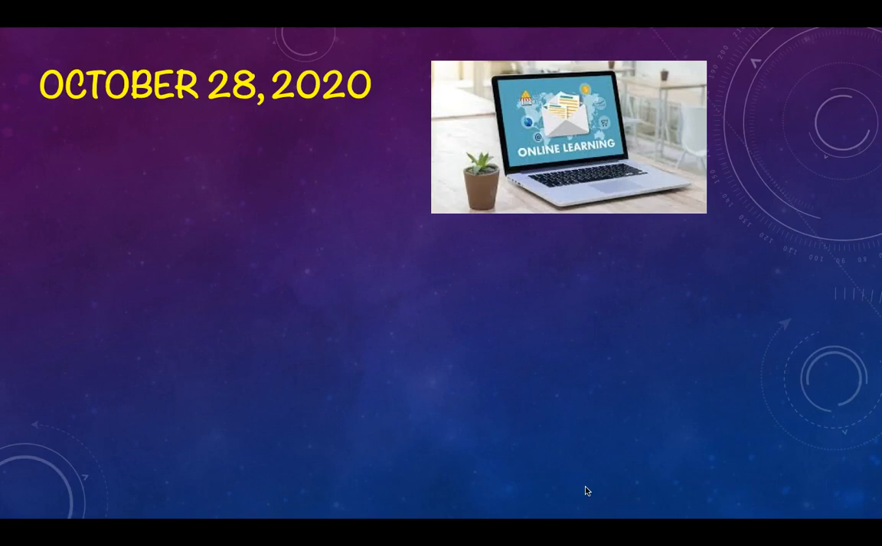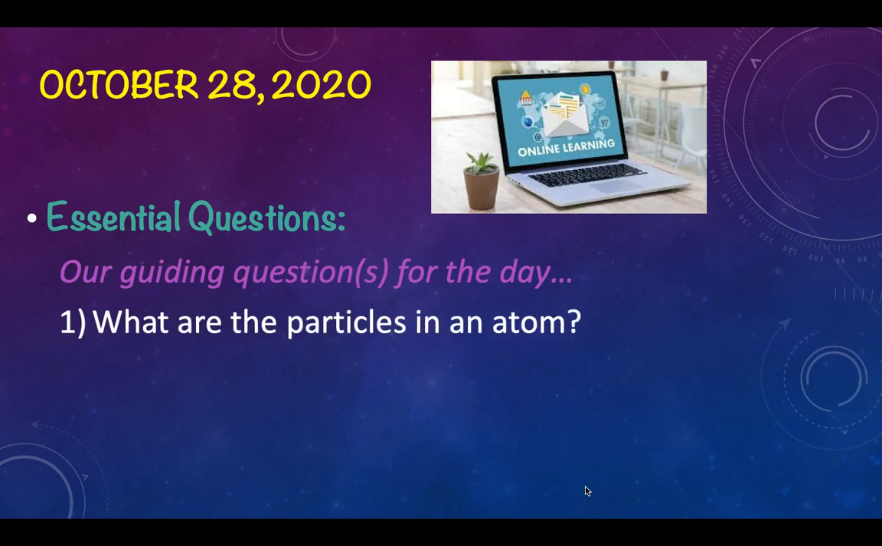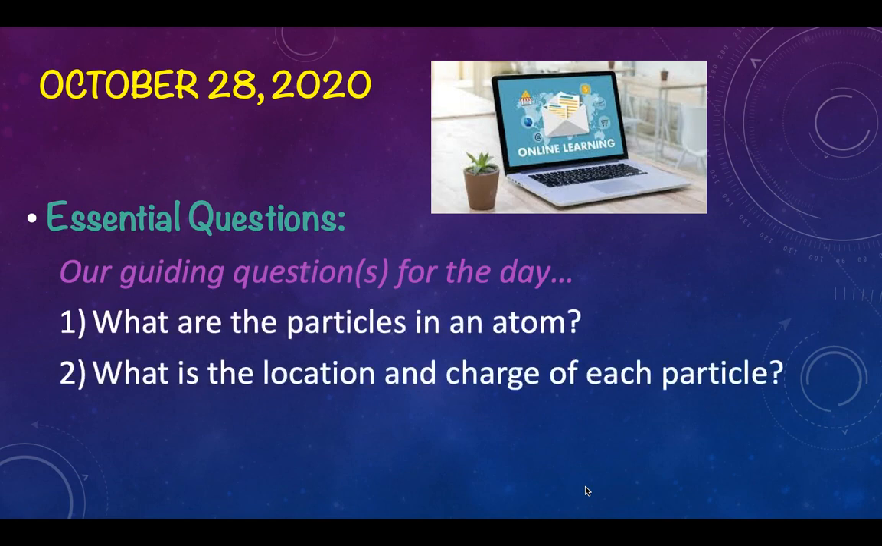Hello, and welcome to another online learning day for science. Our essential question that we will be focusing on today was technically two of them. What are the particles in an atom, and what is the location and charge of each of those particles?